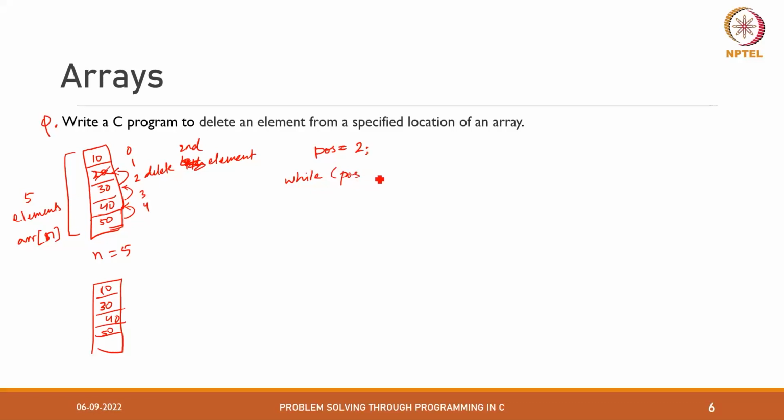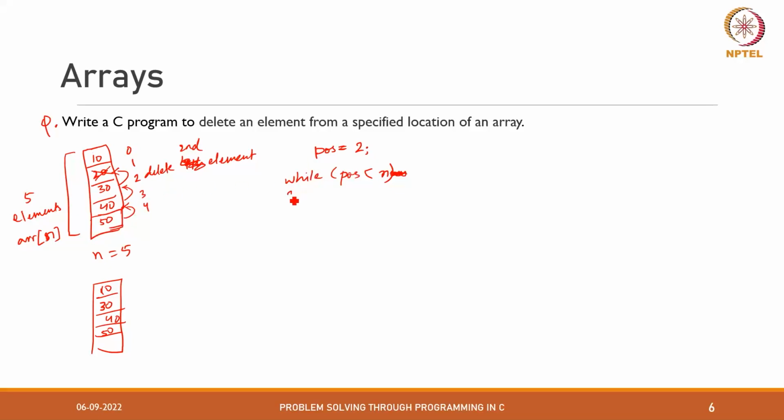So what should we write? We should have a loop which will run from the element after this one till the end. The value of POS is 2, and the index that we need to access first is also 2, so we'll start from there. And till when should it go? It should go till the value of n, that is the total number of elements present there.